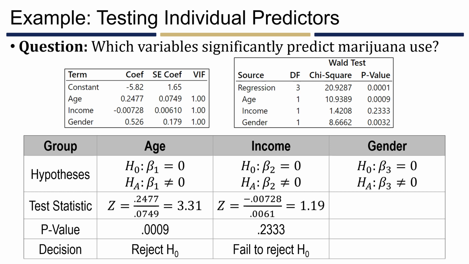and conclude that income is not significant in predicting marijuana use. And finally, for gender, we take the estimated slope of 0.526, divide by its standard error of 0.179. That gives us a test statistic of 2.94. Squaring the 2.94 would give us the chi-squared statistic that you see over on the right of 8.6662. This would correspond to a p-value of 0.0032, meaning that for gender, we would reject the null and conclude that it is significant in predicting marijuana use.